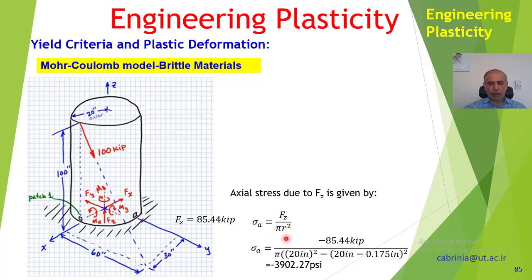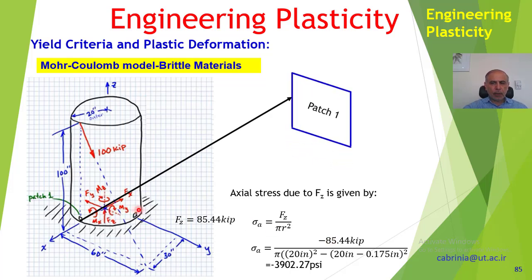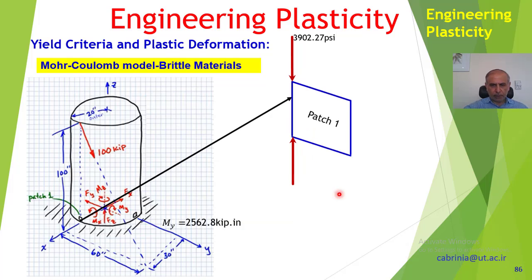Because here I wrote it in general. What is this? This is 20 inches, the radius, and 0.175 inch is the thickness, so that's the outside radius and that's the inside radius, and that is the area, so sigma A is minus 3902.27 psi. Now on this patch we can draw the stresses, so we have this compressive stress as shown here on patch 1.